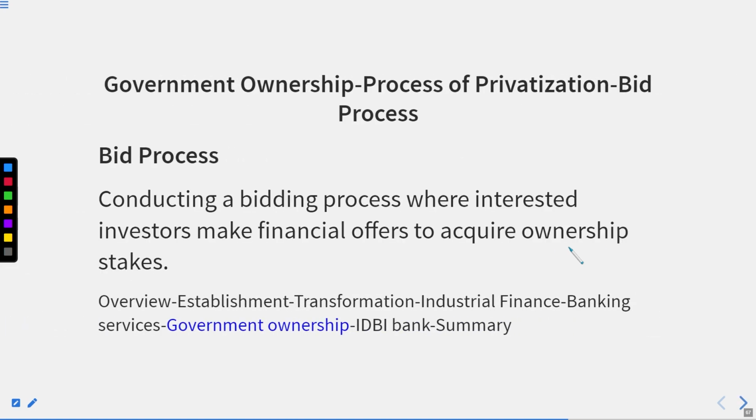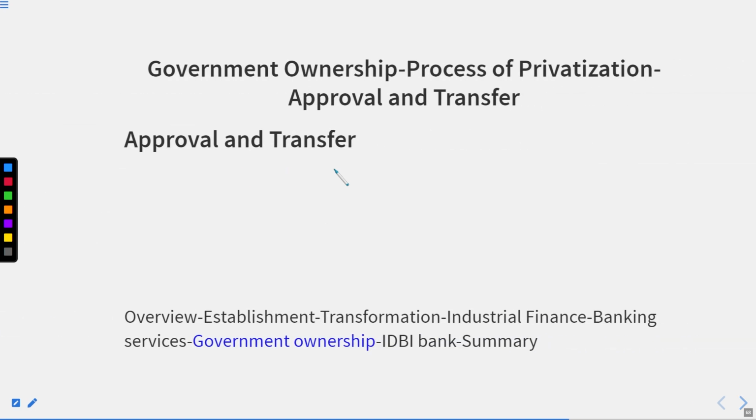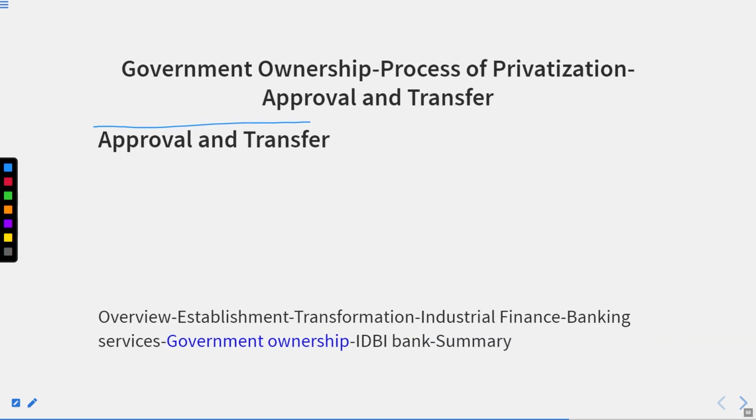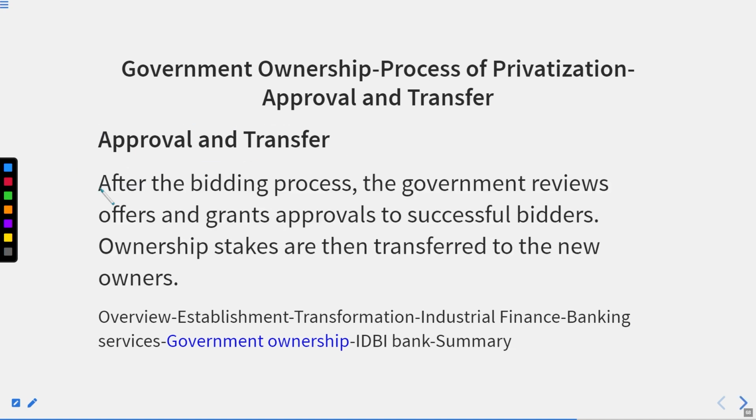Thereafter, the bid process: conducting a bidding process where interested investors make financial offers to acquire ownership stakes. About the bid process, I have already told you in the previous lecture, so here I'm not going to start it. But remember, the transfer of the stake of IDBI from the government's hands to the private players is done by the bid process. Thereafter, we have the approval and the transfer. After the bidding process, the government reviews offers and grants approval to the successful bidders. Ownership stakes are then transferred to the new owners.